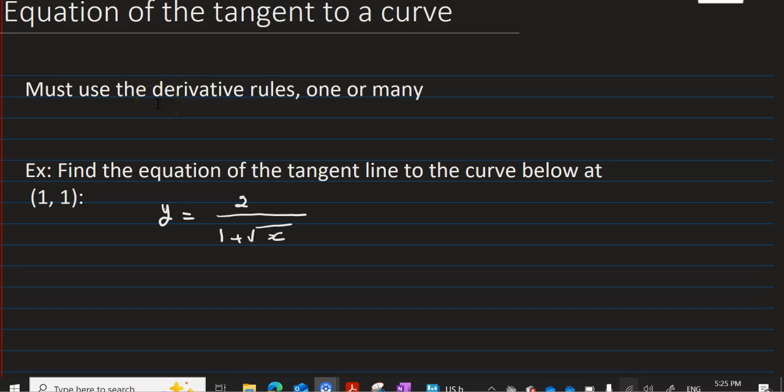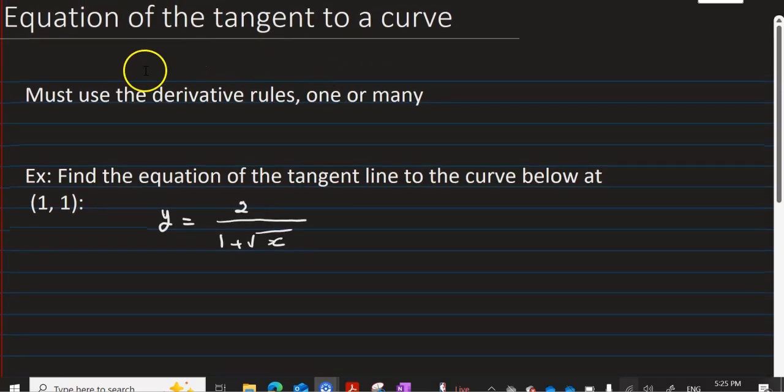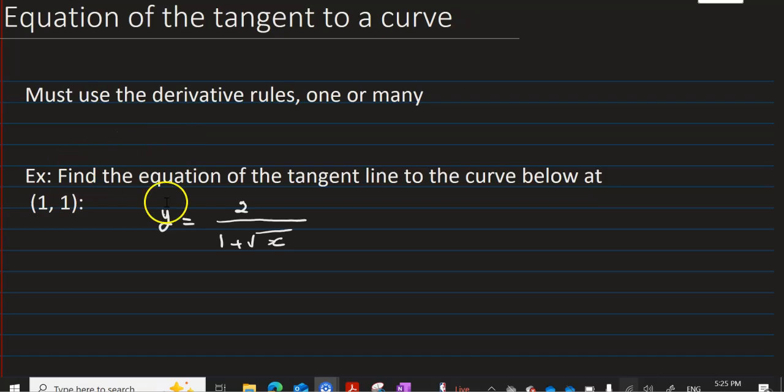Welcome back, everybody. Here is a new topic, new question. We're going to deal with calculus today. We want to find the equation of the tangent to a curve, and we have to use one or two or three derivative rules for this one. And here is the question.